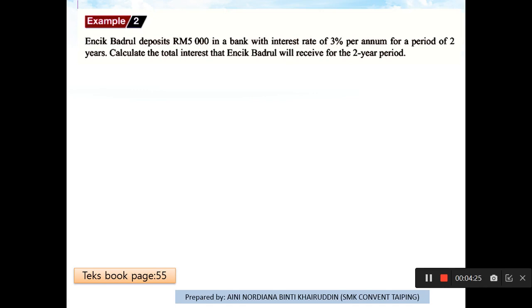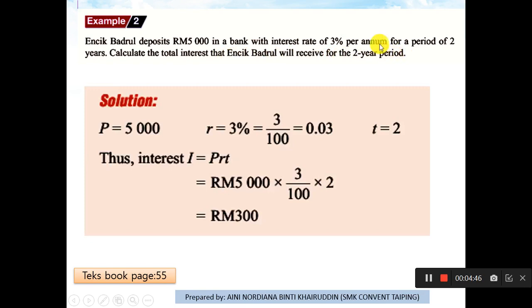Next, have a look at example 2. Encik Badrul deposits 5,000 in the bank with an interest rate of 3% per annum for a period of 2 years. Calculate the total interest that Encik Badrul will receive for the 2 years period. We use the same formula. P is 5,000, R is 3%, and T is 2 years. So use the formula, and this is the interest. After 2 years, Encik Badrul will receive 300 as interest. So now Encik Badrul has 5,300 after 2 years.